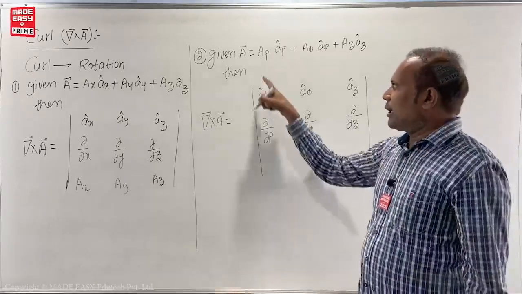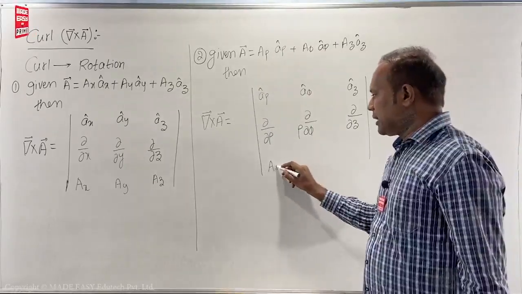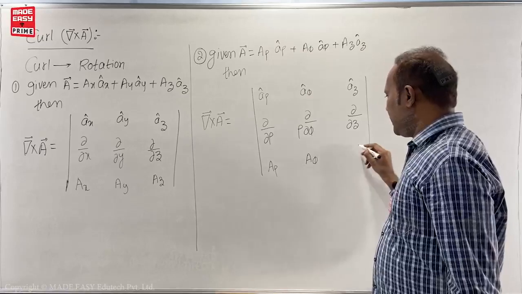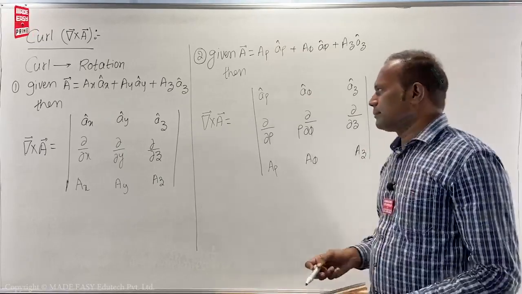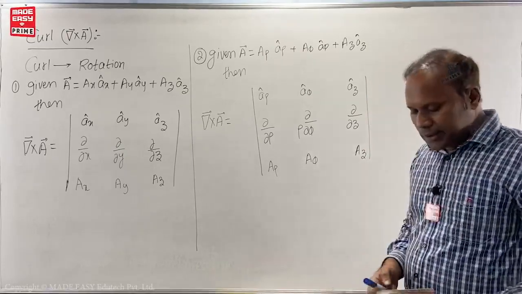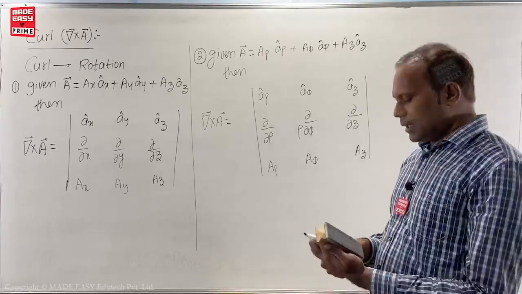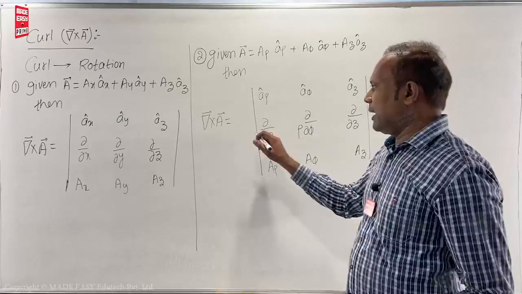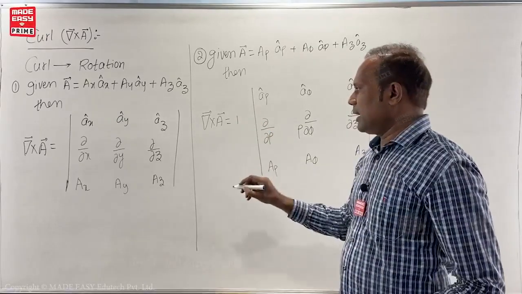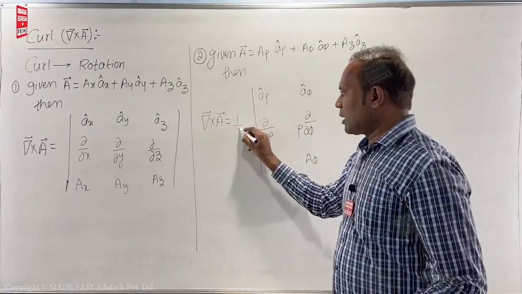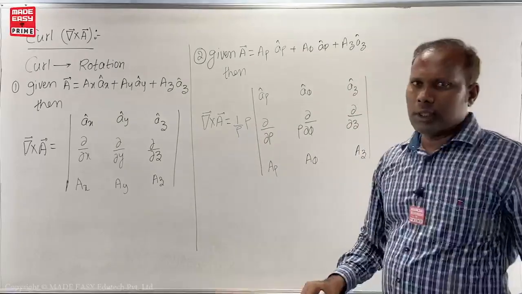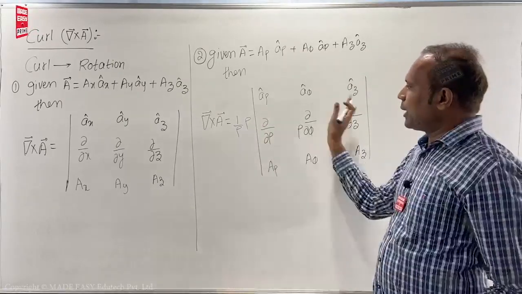Then in the third row, you have to write the coefficients of the A bar vector, that is A rho, A phi, A z. But I am doing some modification. Here actually 1 is there. I am writing that 1 as 1 by rho into rho. I am sending this rho into the determinant.